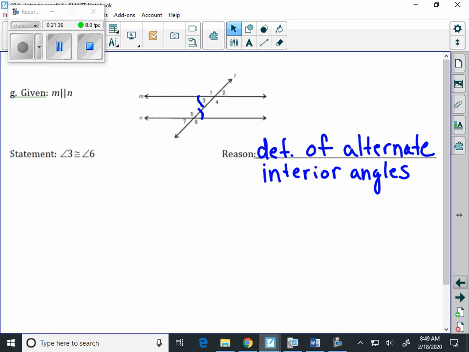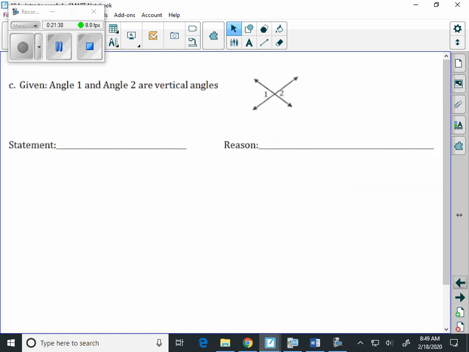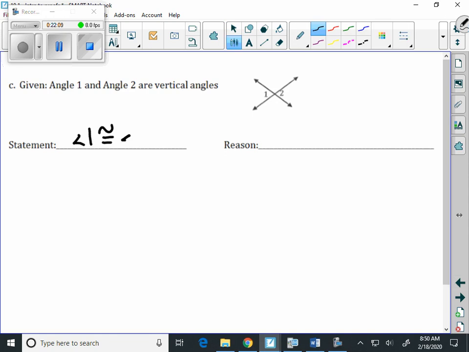So we go back to the letter C now. And what I said is that 95% of the time, when we have a definition, or we have a vocab word, we use definition. But there's a time when it's not going to work, and it's going to be on this one. It says angle 1 and angle 2 are vertical angles. And that's going to be helpful for us, at least for the statement part of it, because what we know about vertical angles is that angle 1 is congruent to angle 2. That's what we know about vertical angles. They have the same measure.